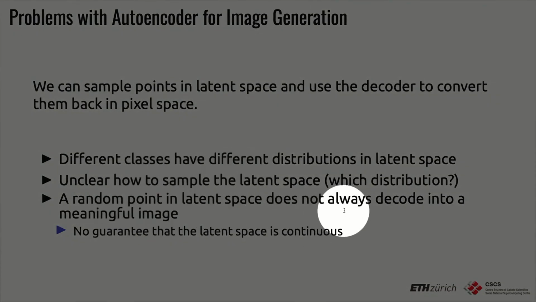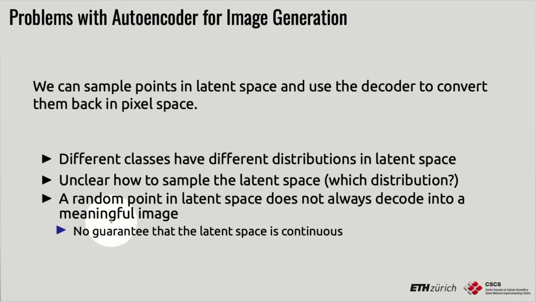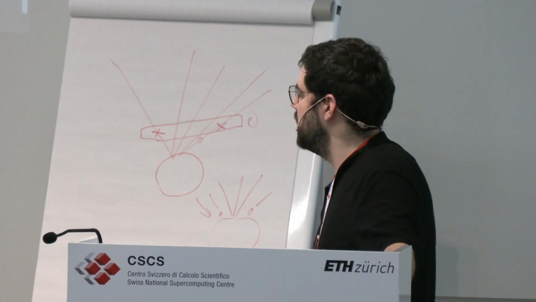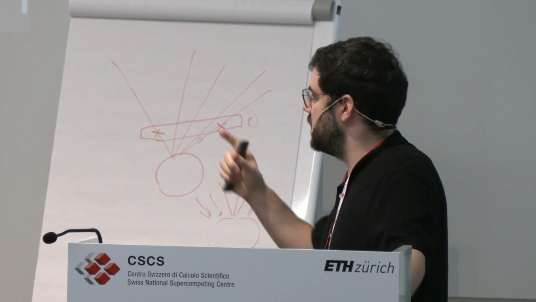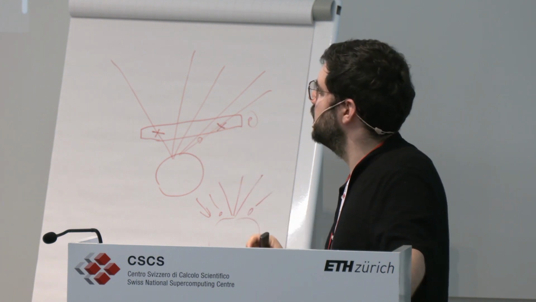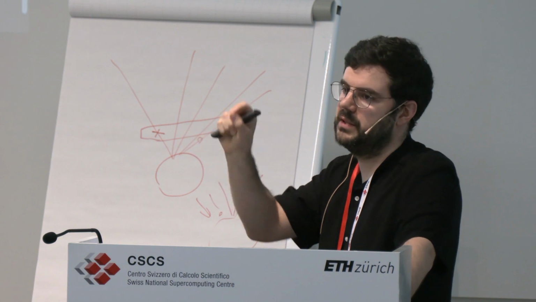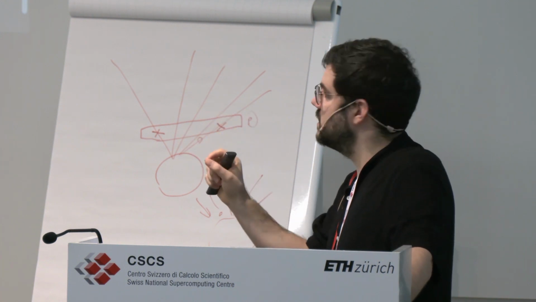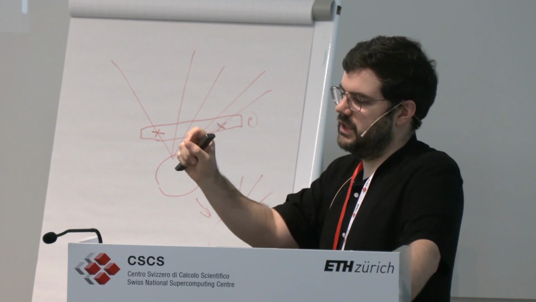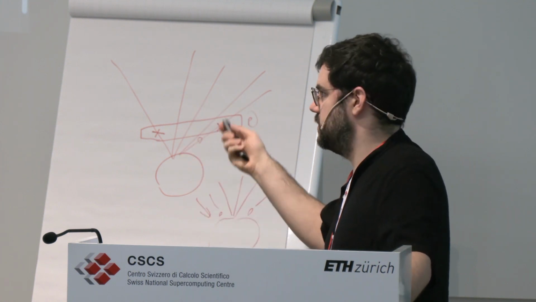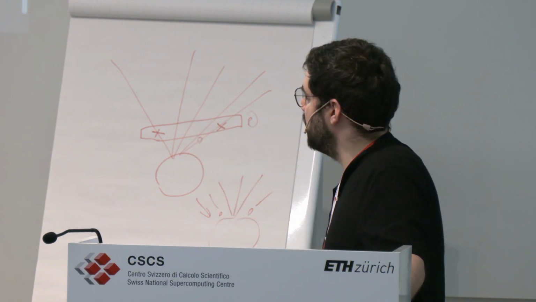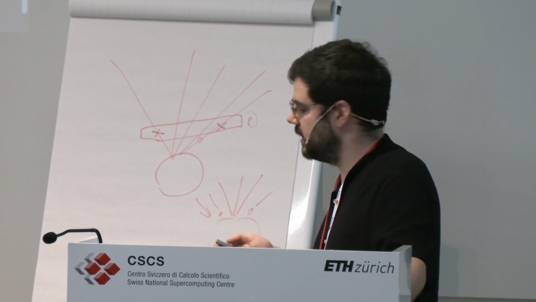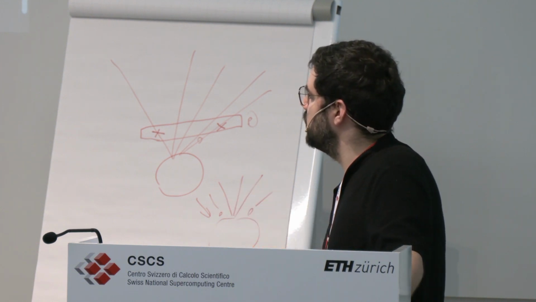And then a related problem is that a random point in latent space does not always decode into a meaningful image, because the model essentially puts all the similar images and encodes them into nearby points in latent space, but then you have parts of your latent space, where the Z vector lives, that are not decodable into anything because they have not been learned.